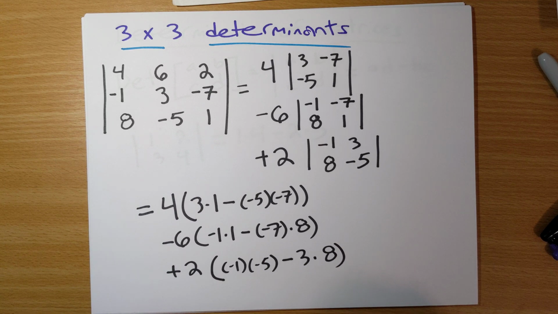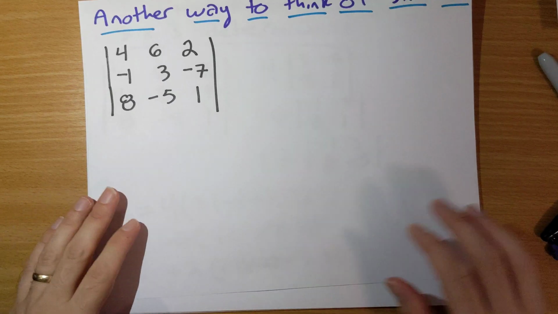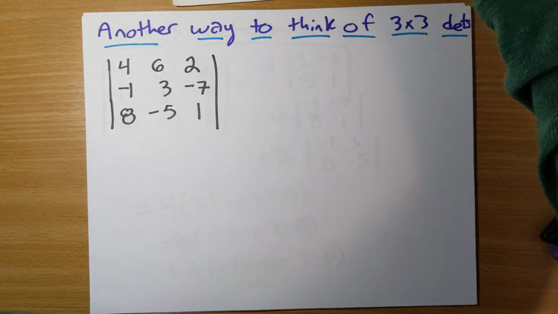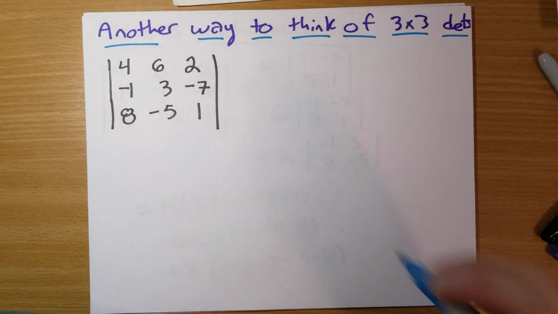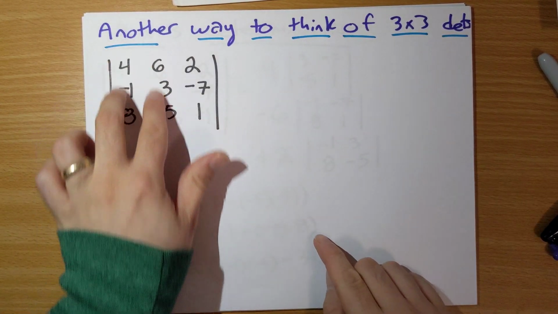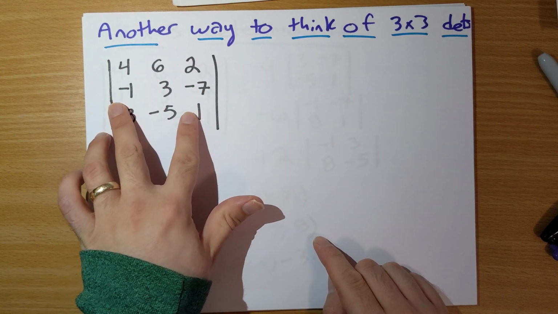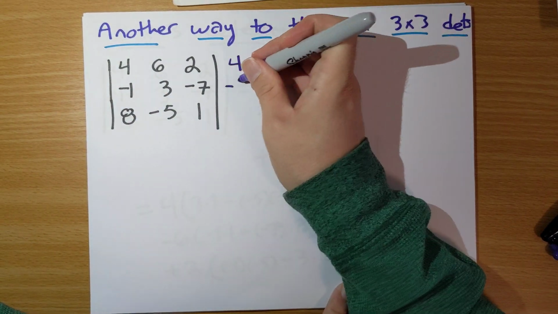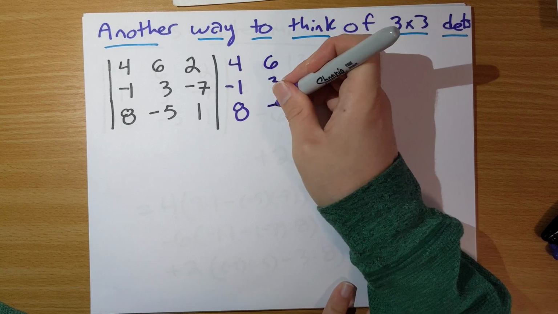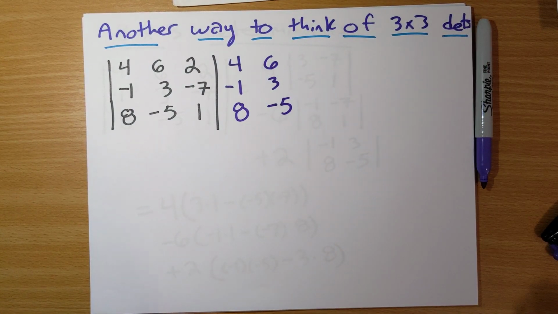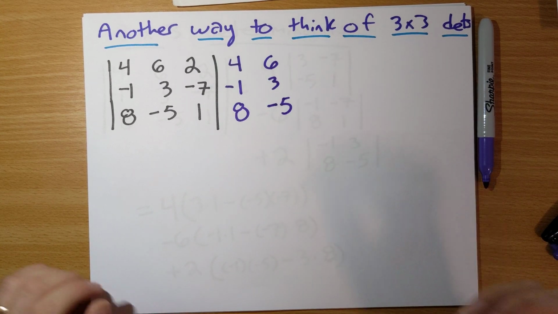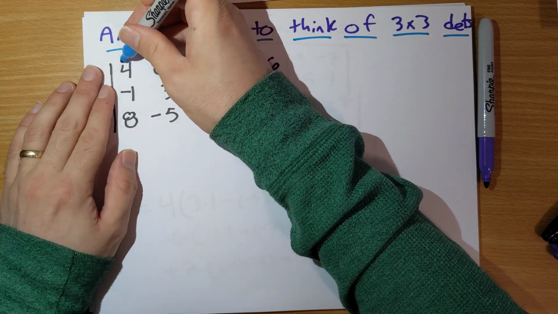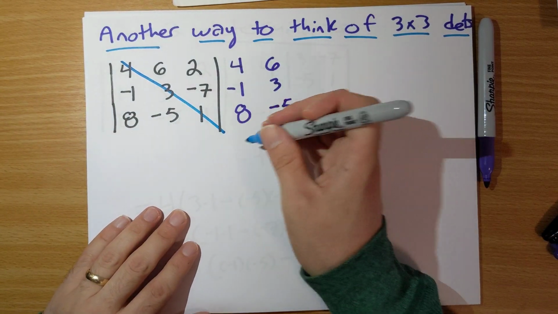Let me show you one other trick, another way to think of 3 by 3 determinants. It gets you to the same answer. And I learned this trick back when I was in high school, so let me show it off to you. It involves you recopy the first two columns. So that's the same 3 by 3 matrix as we had before. We recopy the first two columns of the matrix to the right: -1, 8, 6, 3, -5. And this is how we compute it. We're going to take diagonals. We're going to take this diagonal here and multiply those numbers together.